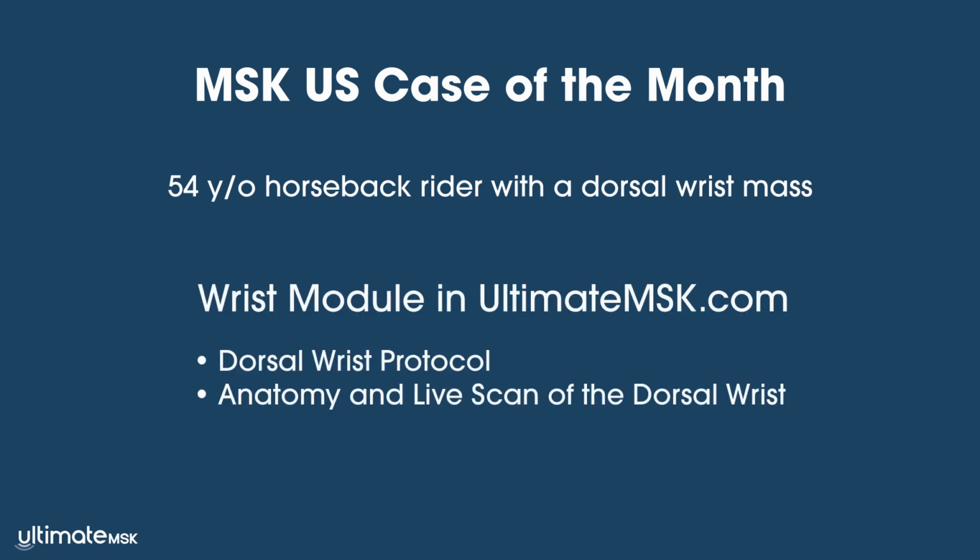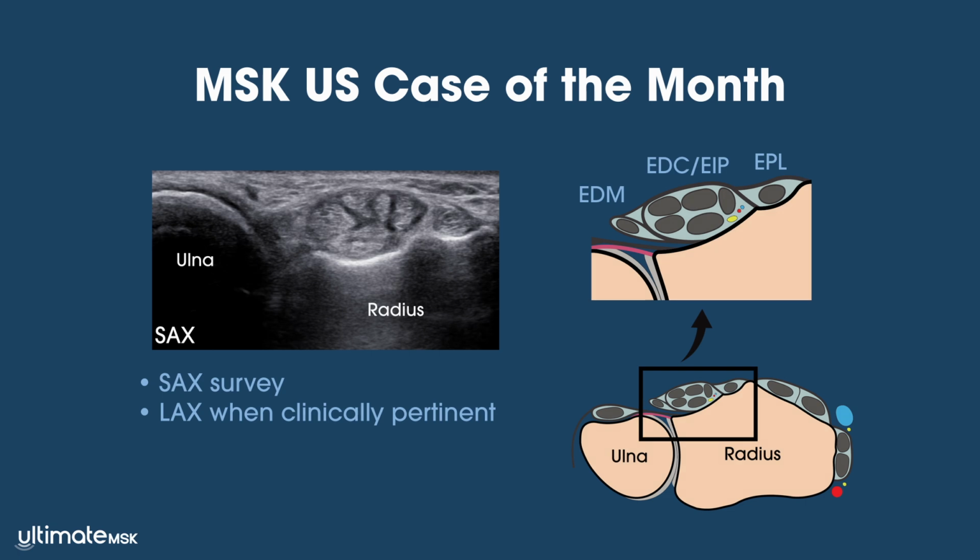Please refer to the dorsal wrist protocol and anatomy and live scan of the dorsal wrist lessons in the wrist module for details regarding my scanning protocol, as well as the sonoanatomy and scanning technique of the dorsal wrist structures. When evaluating the dorsal wrist compartments with ultrasound, I generally survey each compartment in the short axis transducer orientation and include long axis images when clinically pertinent.